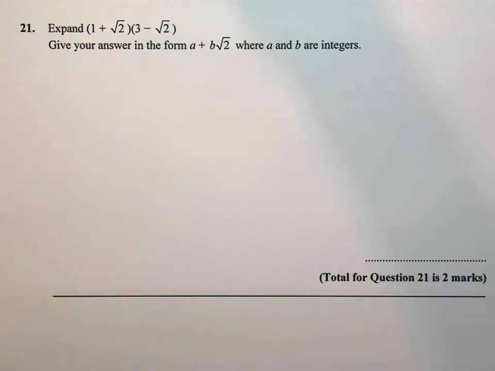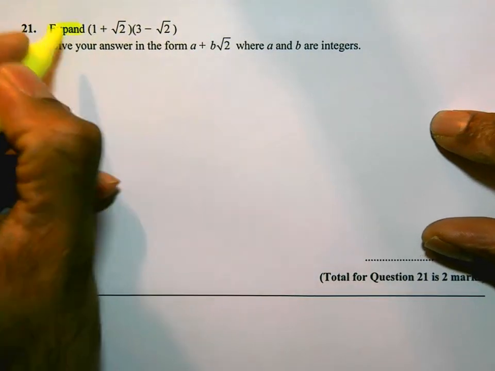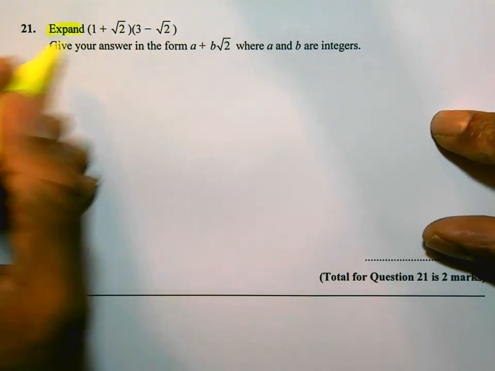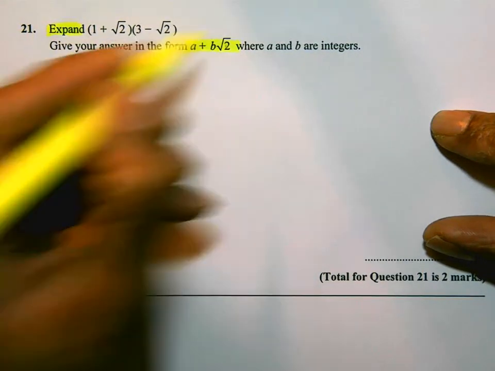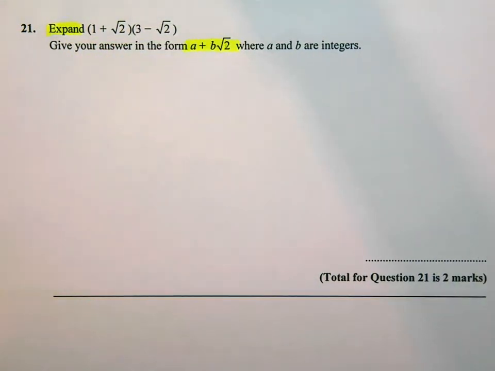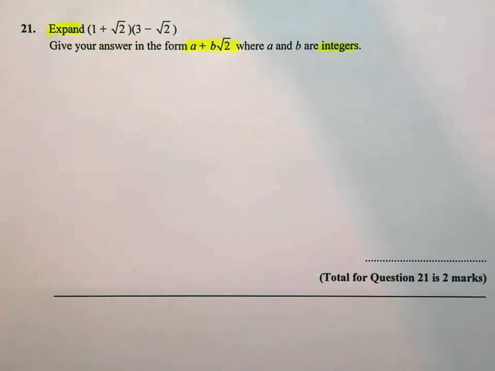This is question number 21 on November 2014 non-calculator paper. The question says expand, and here's my expression. I have some surds in there. Give your answer in the form a plus b root 2, where a and b are integers. Make sure you remember that integers means whole numbers.